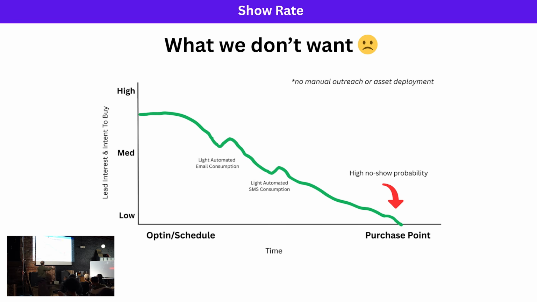So this is what we don't want. We don't want somebody to book in, and then, basically, the interest and the intent to buy is over here, and time is here. So they opt in over here, they have pretty high interest, and then we just fall off. Sure, maybe we send a light automated email campaign or SMS, but it doesn't really do much. High no-show probability over here as time goes on.